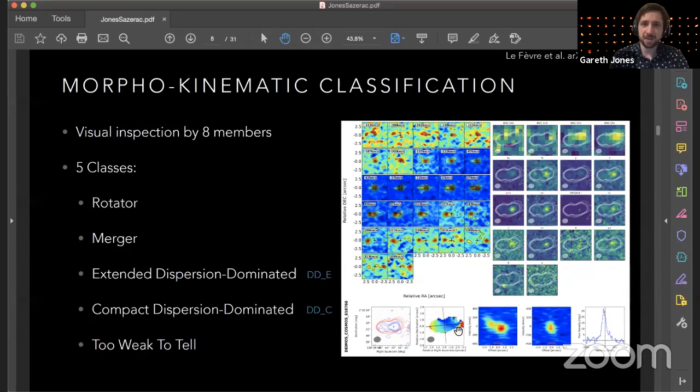So by looking at these diagnostic plots for all of our galaxies, we tried to classify them as a rotator, which is a single galaxy with a nice ordered velocity field, a merger where there are multiple components, or a single component with a really messed up velocity field, dispersion dominated, where we have a definite source with no evident velocity evolution, either extended and resolved or compact and unresolved, or just too weak to tell.